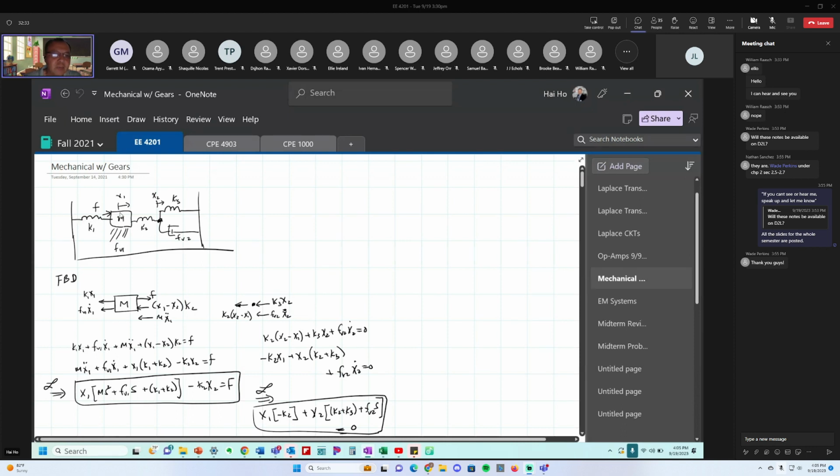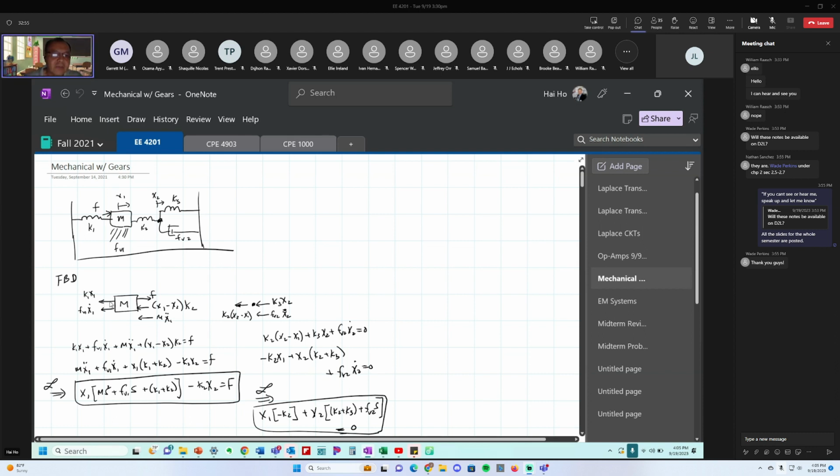So as the mass moves in the positive direction, that means that the spring is going to be stretched. Therefore, the spring is going to try to pull the mass back toward it, meaning to the left. So that force is going to be K1x1 going in the left direction, like shown on here.